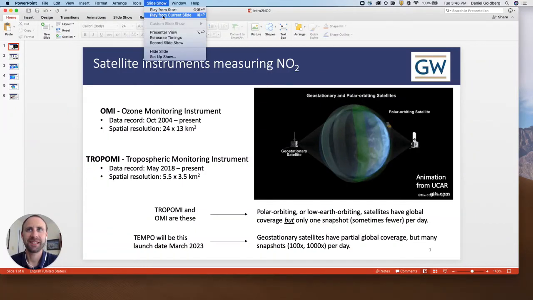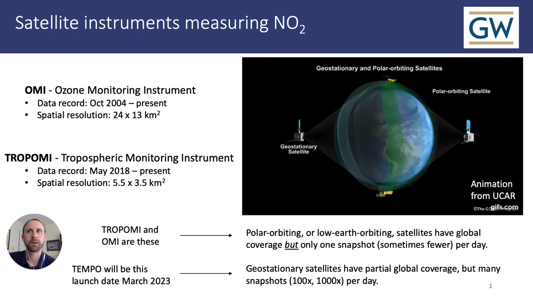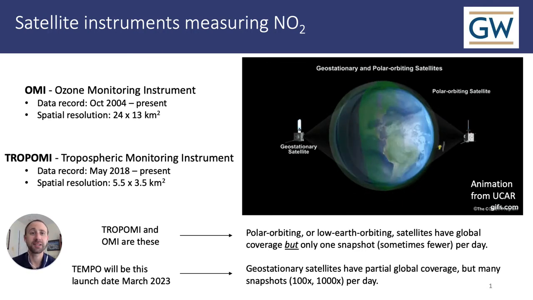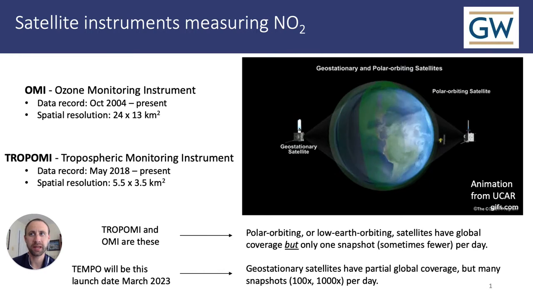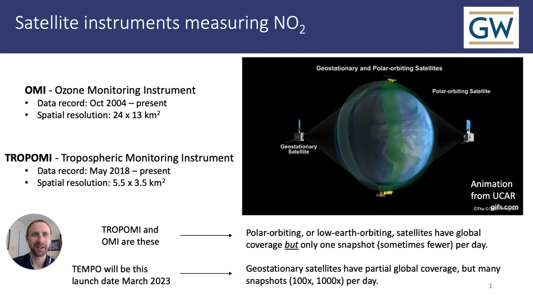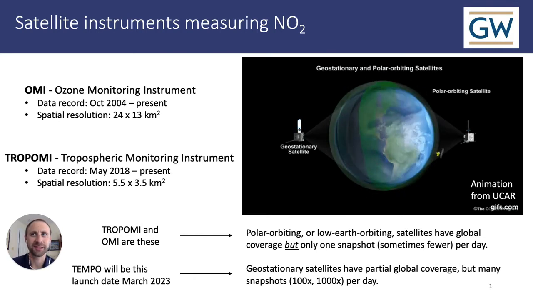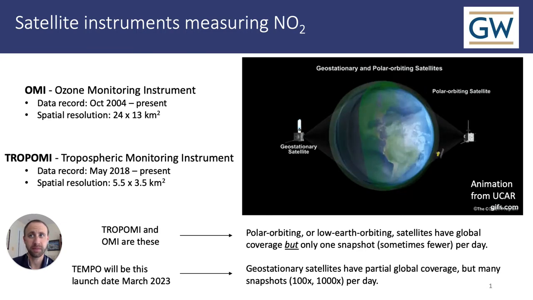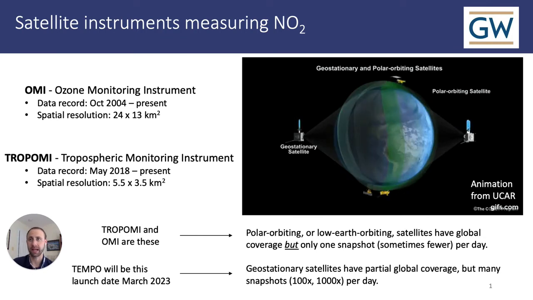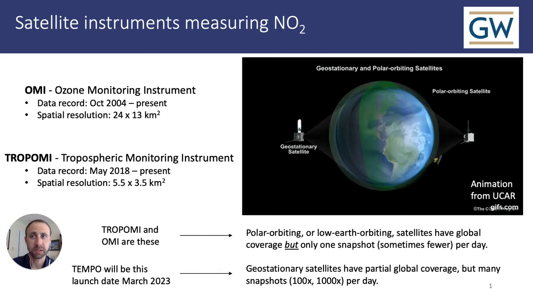Hi everyone, here is a quick overview of the satellite instruments measuring nitrogen dioxide currently orbiting Earth. So we have two of them that are widely used, the ozone monitoring instrument OMI and the tropospheric monitoring instrument TROPOMI. The main difference between these two is the launch date and also the spatial resolution. OMI has a data record extending about 18 years now, going back to October of 2004. But this comes at a somewhat degraded spatial resolution compared to TROPOMI, at 24 times 13 kilometers squared.